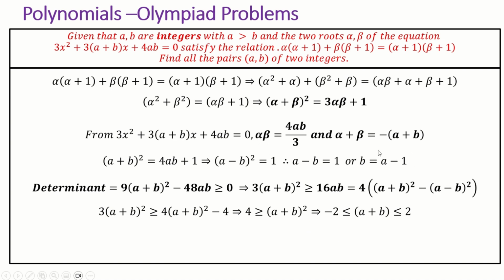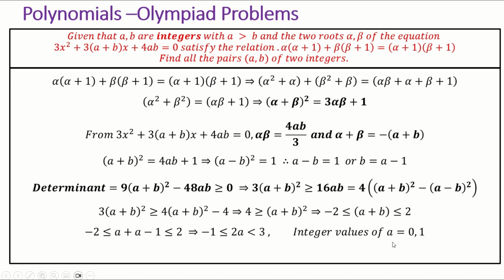Now we have two relations basically in a and b. With this, we can very easily solve the problem. Solutions that you can get, right? So in place of b, you substitute again a minus 1. So it will become 2a minus 1. So 2a is between minus 1 and 3.